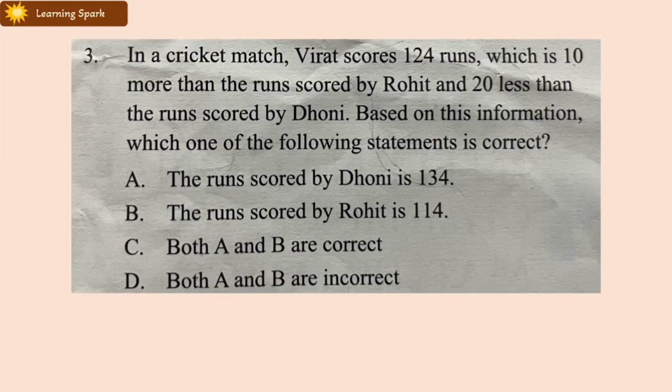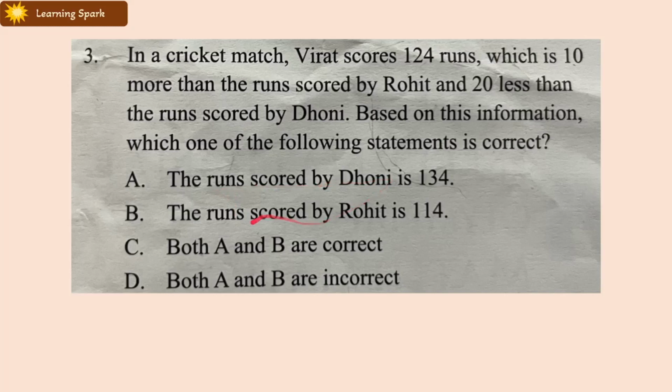Question number 3 is on your screen now. Let's solve this together now. So here you can notice that a word problem is given and then look at the options carefully. The first option says a statement, second option is a statement, the third option says both A and B are correct, and the fourth option says both A and B are incorrect. So we have to calculate both A and B and we have to see whether both of them are correct or both of them are incorrect or one of them is correct. So we have to calculate both these statements.